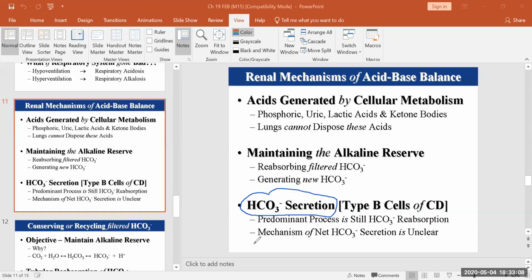And amazingly, to this day, the exact mechanism as to how the body is secreting bicarbonate is still unclear. So the exact molecular mechanism is still unknown. So that's another topic for your PhD thesis if you want to pursue your PhD degree, becoming a scientist. Okay. So with that said, let's go over and see how all of this is panning out. How do we reabsorb filtered bicarbonate, and how do we generate new bicarbonate?